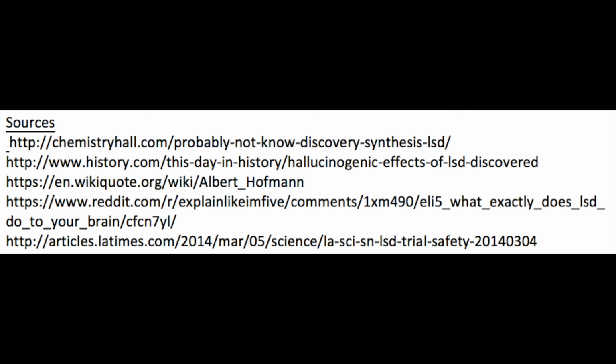After 40 years, LSD has recently been FDA approved for a medical trial where the subjects of study are patients who suffer from deep anxiety due to serious illnesses.